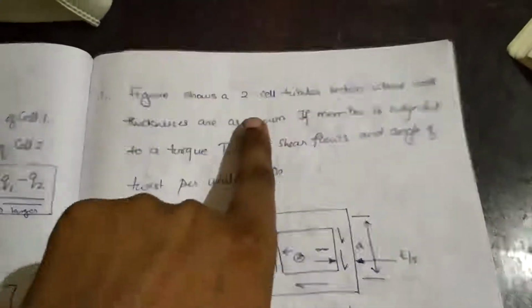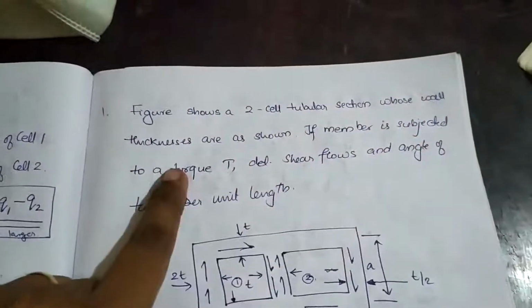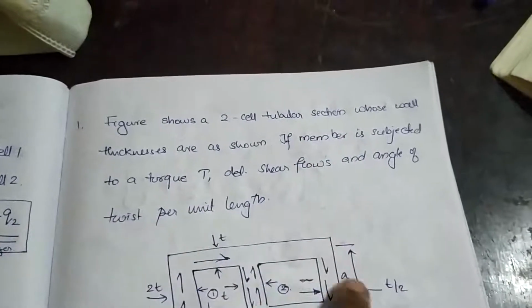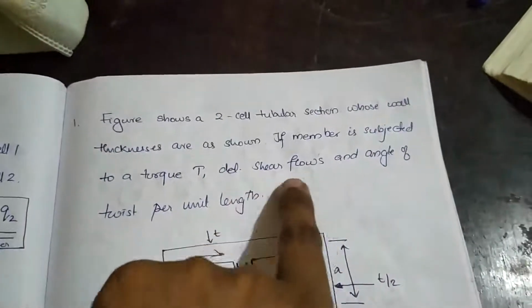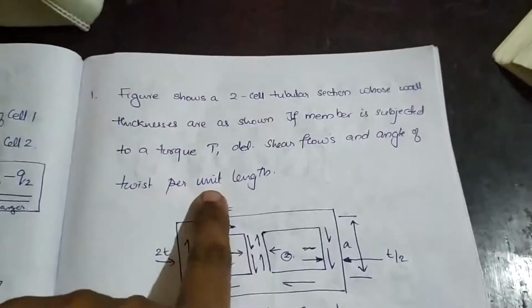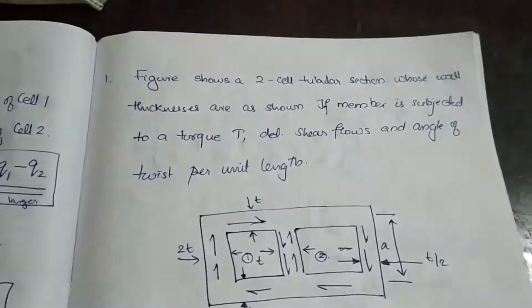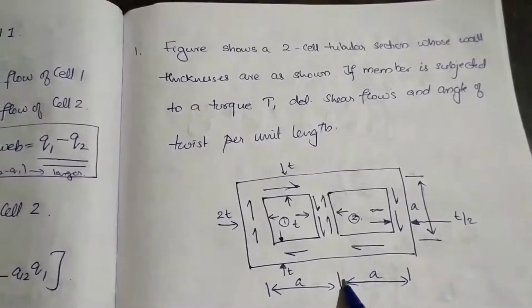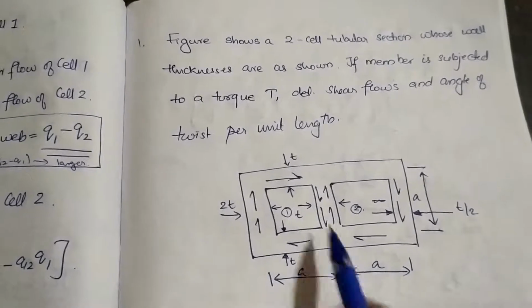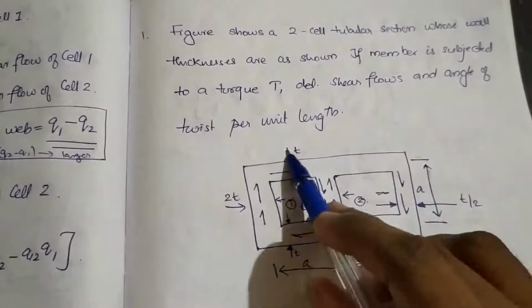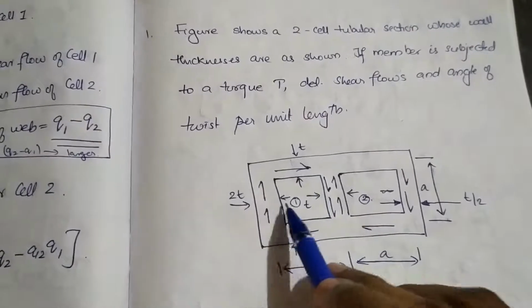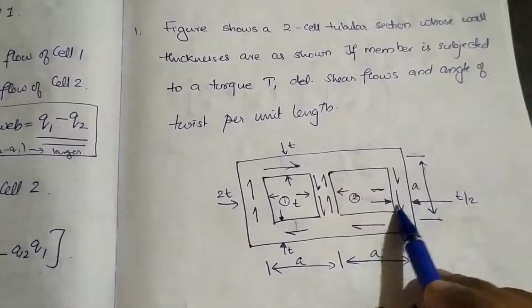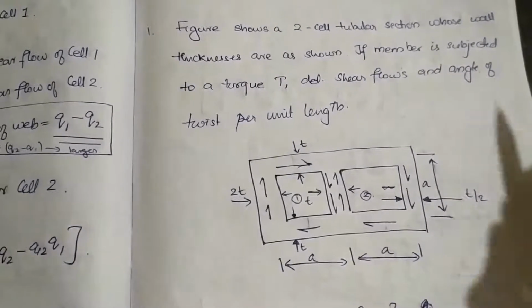See, the figure shows a 2-cell tubular section whose wall thicknesses are as shown. If the member is subjected to a torque T, determine shear flows and angle of twist per unit length. Fine. So here they have given the central distance. This is a. From here to here it's a, but the thicknesses are varying. This is t, this is 2t, this is t, this is also t, but this is t by 2 only. Okay, and this is t.